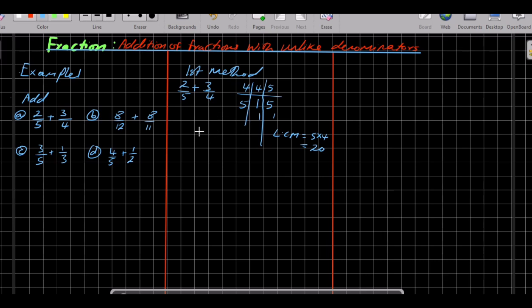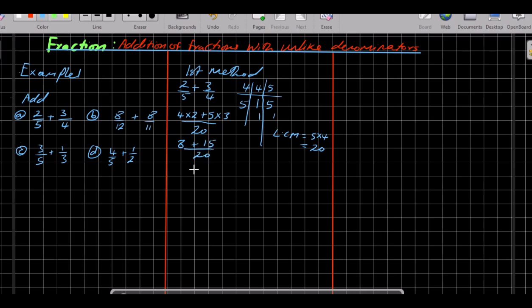The next thing we need to do is to divide this LCM by the denominators given here. So 5 in 20 is 4. We multiply it by the numerator given here, that's 2. So 4 times 2 is 8. Then we move to the next number. 4 in 20 is 5. 5 times 3 will give us 15. So let's write it out like this: 4 times 2, that is 8, plus 15 over 20.